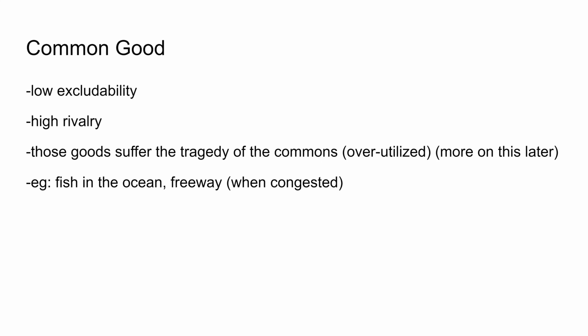And now we talk about common goods. Common goods have low excludability but high rivalry. And these goods often suffer from the tragedy of the commons, in which the resources are overused because no one has ownership of them. We will talk about the tragedy of the commons in a few slides. And some examples of common goods are fish in the ocean and your freeways when they're starting to get congested.